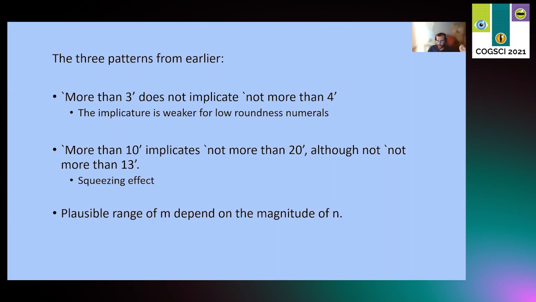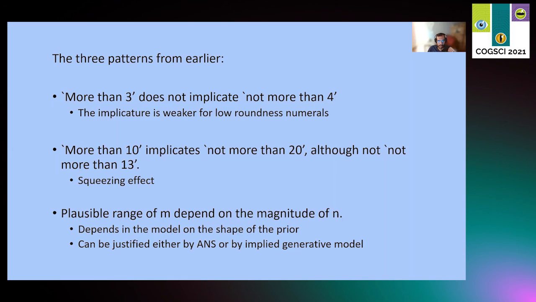And the plausible range of M depends on the magnitude of N. So in the model, this depends on the shape of the prior. And it can be justified either by ANS or by some implied generative model, for instance, a Poisson distribution for the examples that were given in the experiment. But we are working on a more principled approach to this problem. So stay tuned for further work on this.